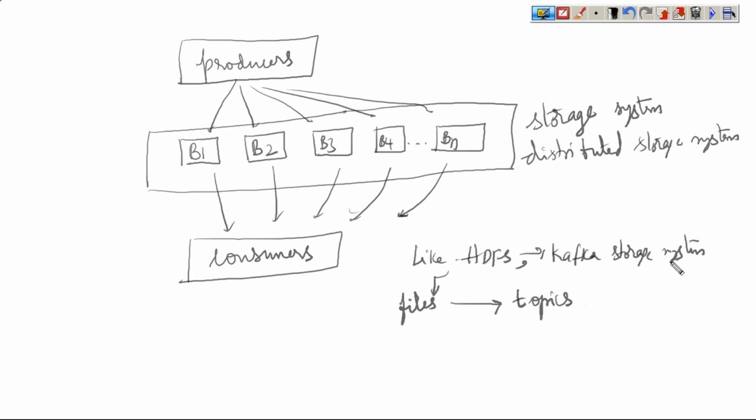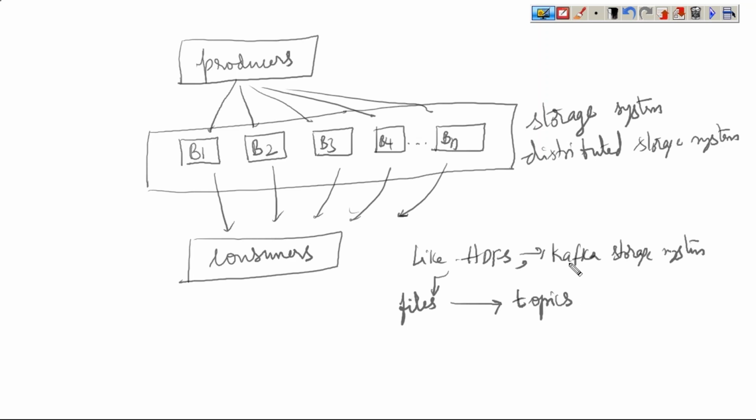The data is stored in the form of topics, remember. So it is not a file system. It is simply what we call a storage system. In HDFS, the data is stored in the form of files. That is why the distributed system name is distributed file system. But Kafka is not a file system. It is simply a storage system. Here the data is stored in the form of topics.